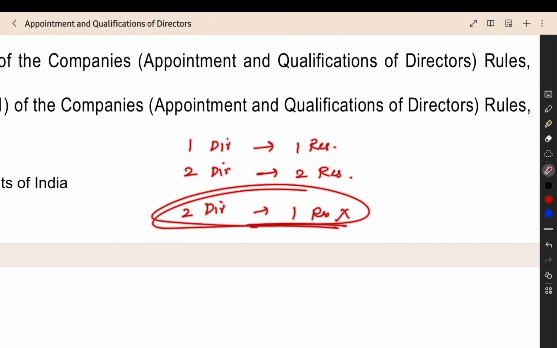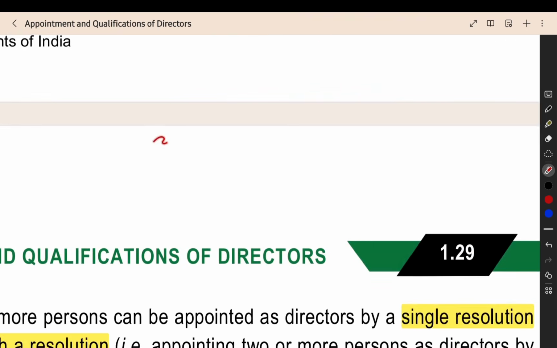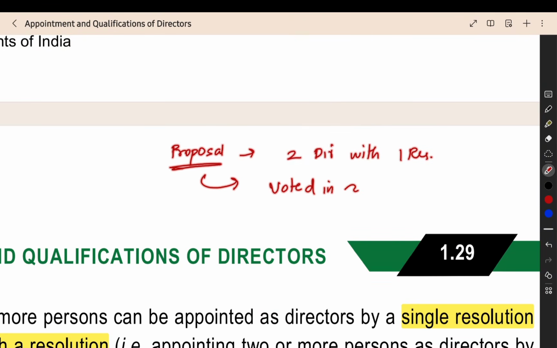But if you want to do that, there is one method. What is the method? You have to first put up a proposal. What is the proposal? The proposal is to elect two directors with one resolution. First, this proposal you have to put up, and if it is voted in favor, and one more condition, no vote against it.